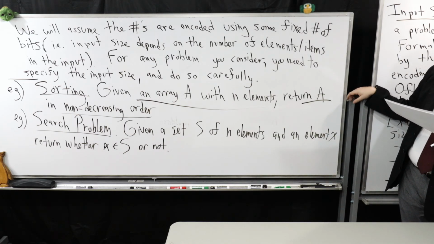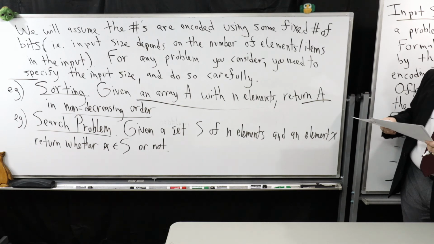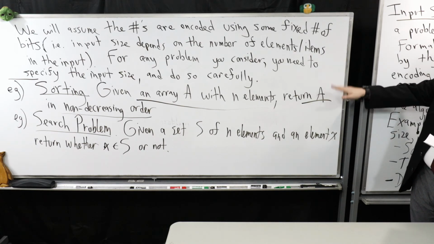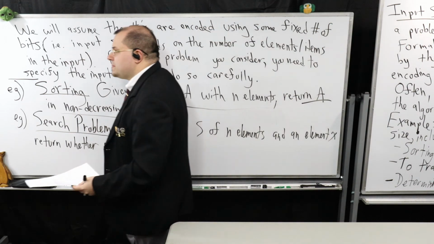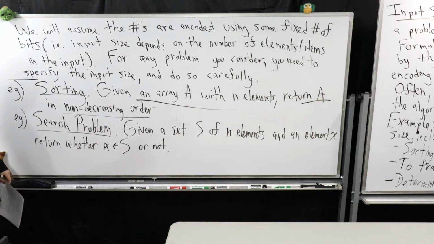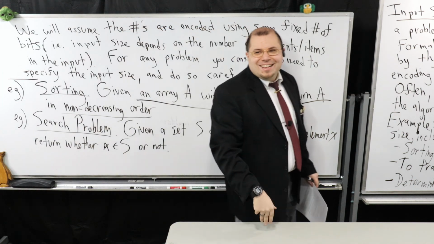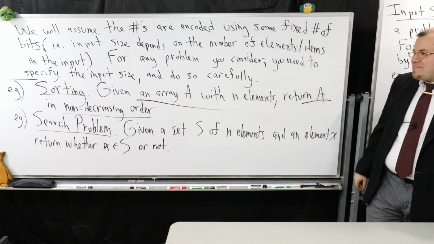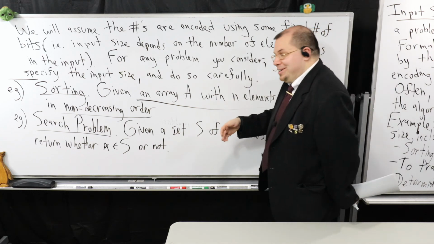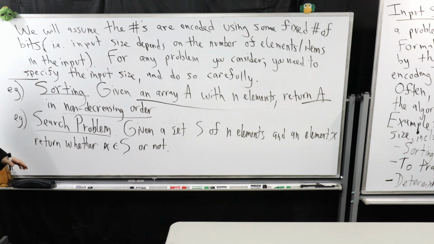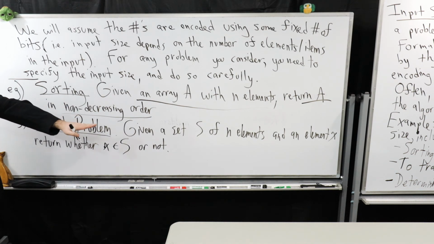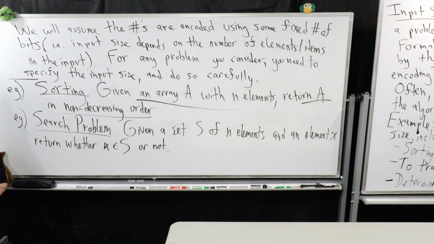So I have a question for you. If I'm talking about these two different problems here, can somebody tell me an algorithm that solves the sorting problem? I know you've seen at least one. In fact, I'm sure you've seen several. Yeah, merge sort. Merge sort's a good example. So that's an algorithm that solves the sorting problem. Okay, how about the search problem? Suppose S is an array of n elements. Can somebody tell me an algorithm you can use to solve this problem?